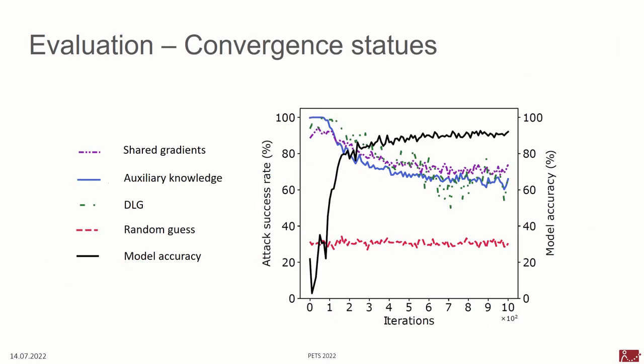It's known that when the model is more trained, the gradients are less informative. So we studied our attack under different model convergence status. We can see in this experiment that increasing the model accuracy, which is in black here, led to a decrease in our attack success rate. However, even with a model accuracy of 90%, our attack success rate is still more than 60%, performing better than the random guess, which indicates that the information leakage still exists.